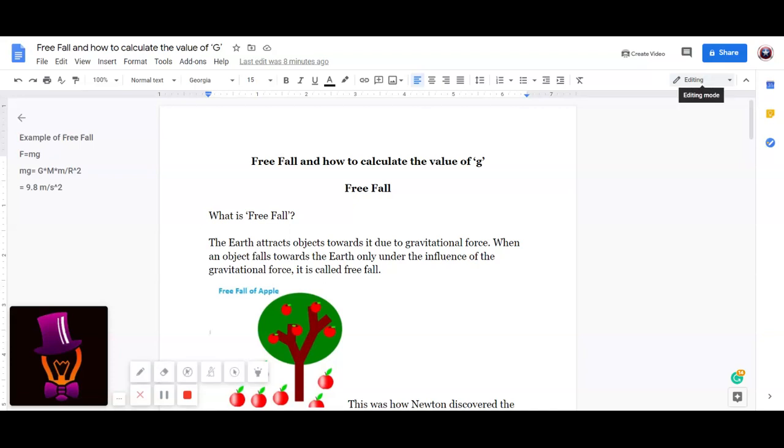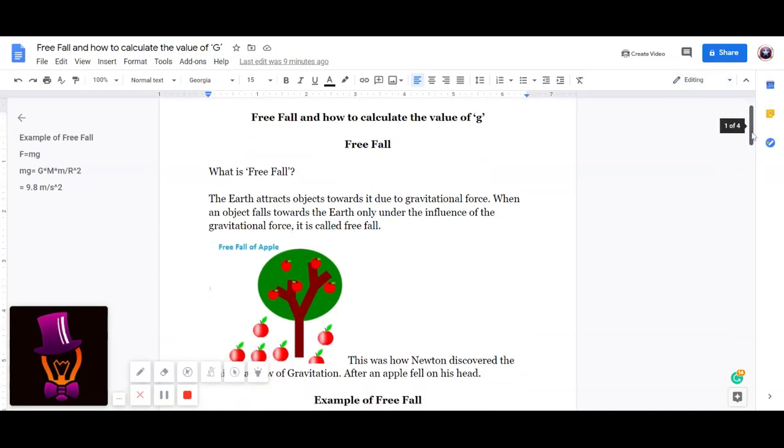In this video, we'll be discussing free fall and how to calculate the value of small g, or acceleration due to gravity. Free fall. Basically, what is free fall? The Earth attracts objects towards it due to gravitational force. When an object falls towards the Earth only under the influence of the gravitational force, it is called free fall.